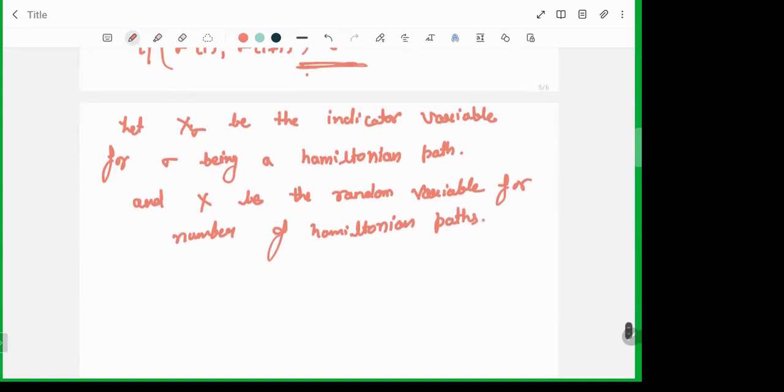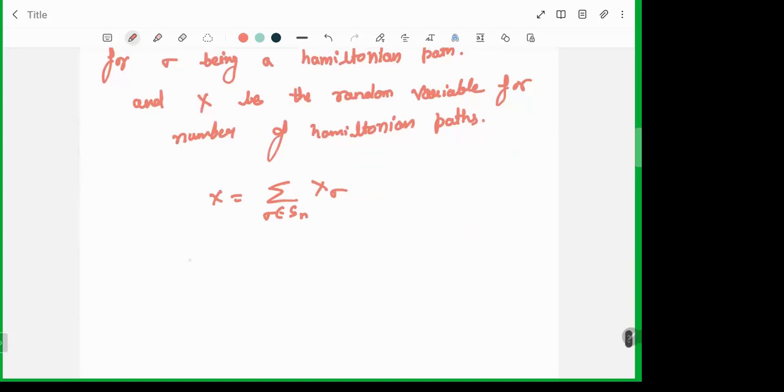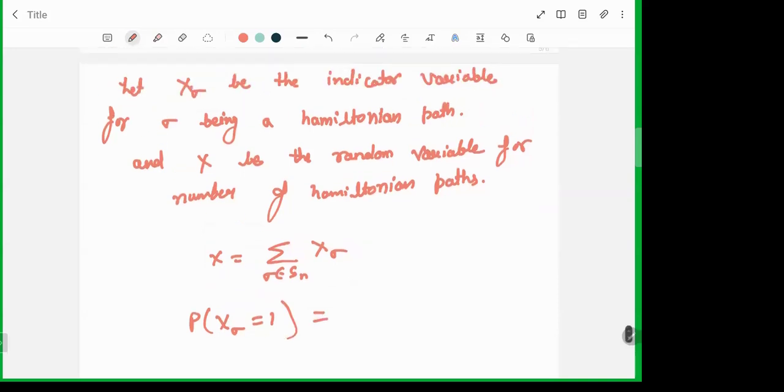Now clearly, by definition, x is the summation over sigma belonging to S n of x sigma, right? Now what is the probability that x sigma equals 1? x sigma is the indicator variable for sigma being a Hamiltonian path, right? We have seen that for sigma to be a Hamiltonian path, sigma i, sigma i plus 1 should be in T, right?